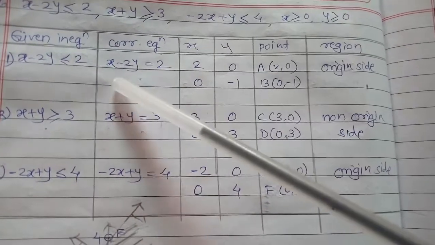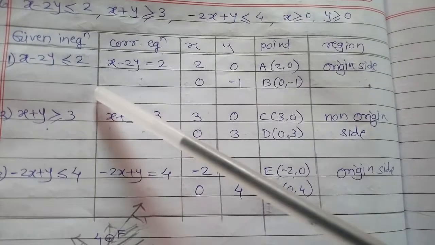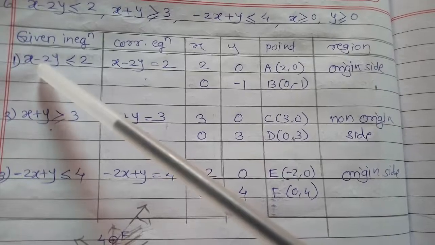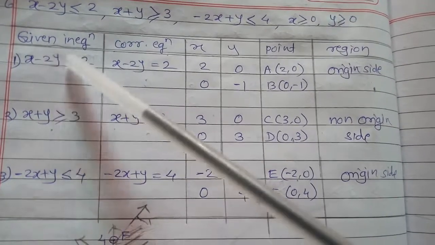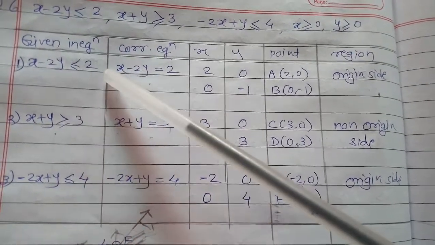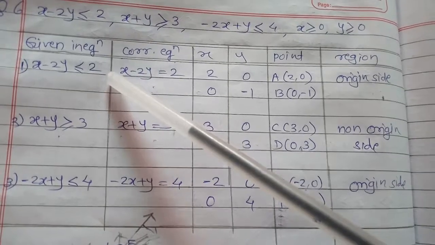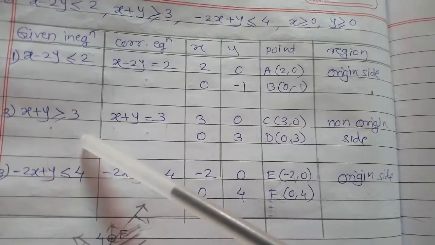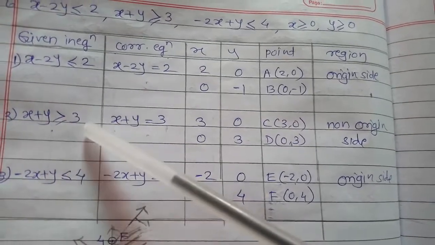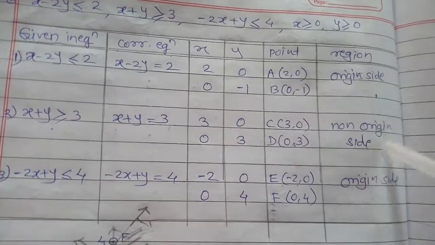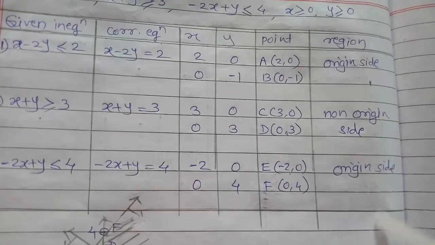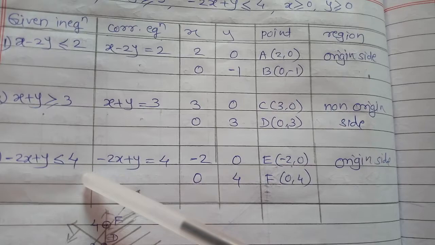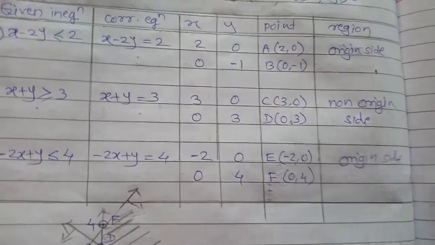Now I am going to tell whether the arrow is on the origin side or the non-origin side. If we put the coordinates of the origin, 0 0, here, we get 0 is less than or equal to 2, which is true. So we draw the lines on the origin side. Here 0 is greater than or equal to 3, which is not true, so we draw the lines on the non-origin side. And for this line again 0 is less than or equal to 4, so we draw the lines on the origin side.